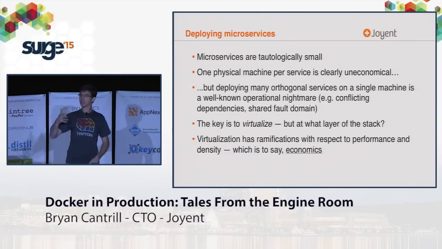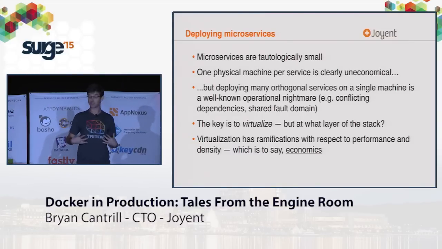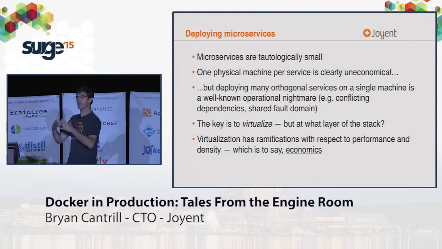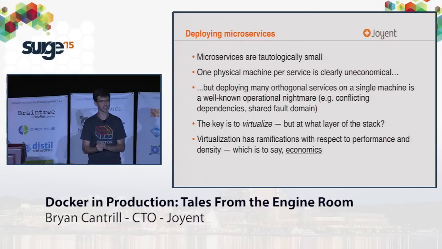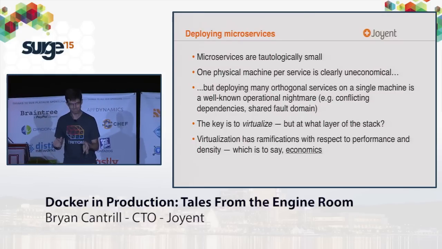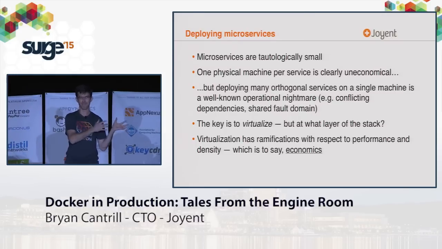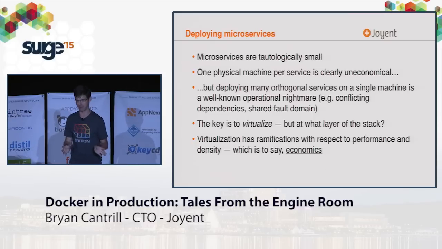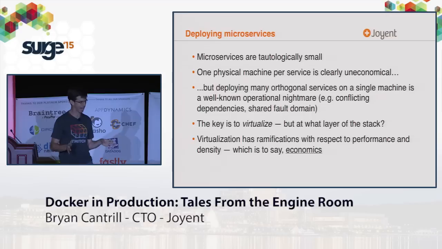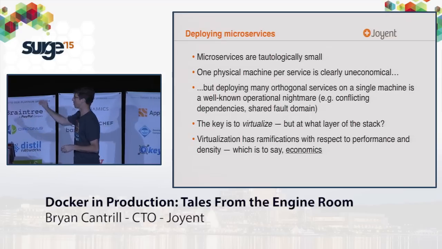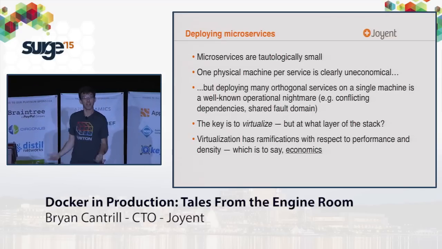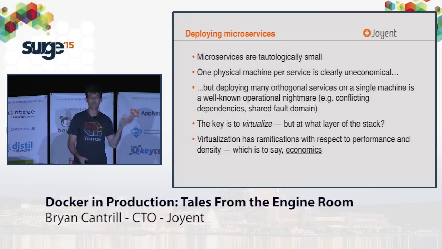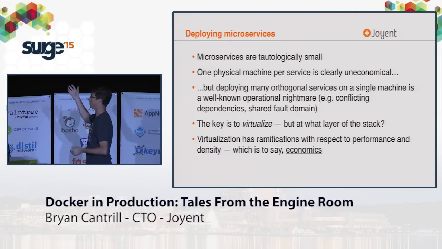So the question that we have before us, and that I'm particularly interested in as an infrastructure person, is how do we actually deploy these things? Because microservices are small, right? If your microservice feels like a monolithic service, it's no longer a microservice. The animals are walking upright. Your microservice should be small. It's tautologically small. And clearly, we're not going to have one physical machine per microservice. I mean, that's obviously ridiculous.